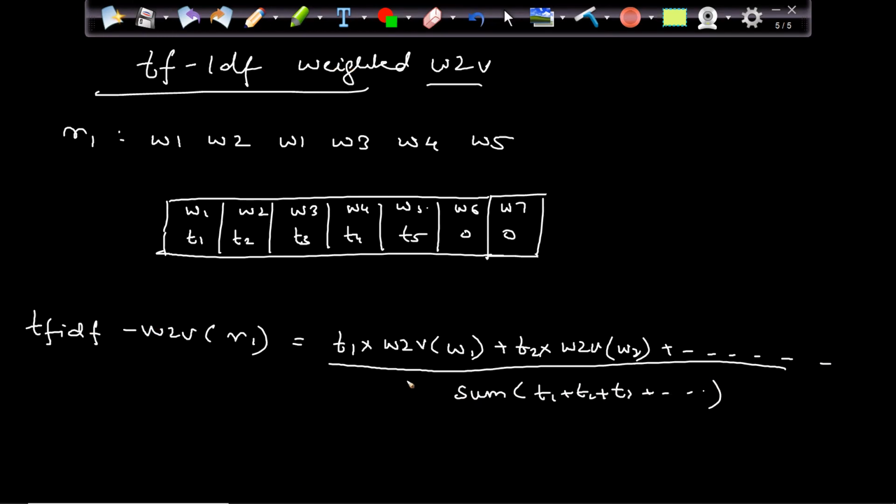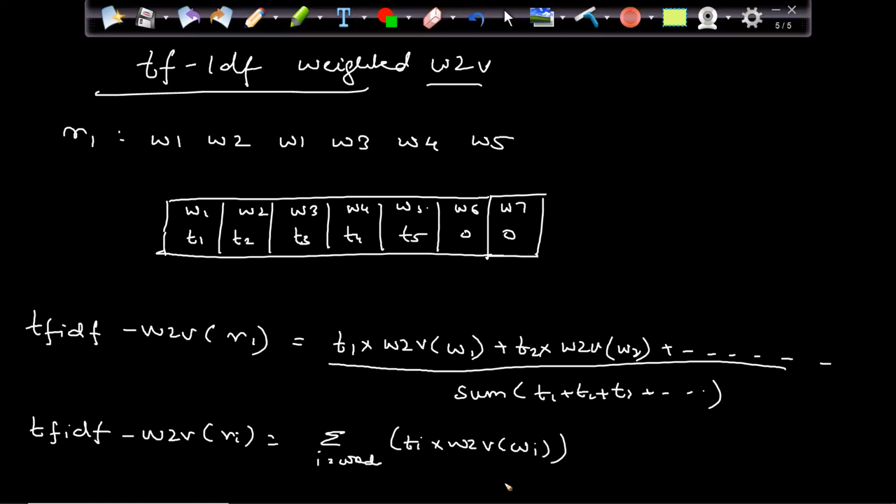If I generalize this formula, it will look like: TF-IDF word to vec of R1 is equal to, or I will generalize, let's say Ri, the summation over i, which are my words, of Ti multiplied by word to vec of Wi, upon the sum of Ti, where i ranges over the words. This is the formula.